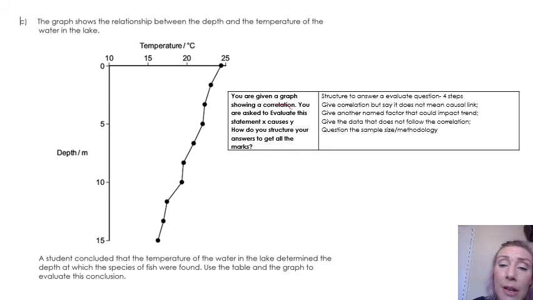So if you're asked to evaluate, then you must structure your answer in 4 steps. You must give the correlation, but say it doesn't have a causal link or doesn't mean there's a causal link. Give another factor that could impact the trend. Give data that doesn't support the correlation, and then question the sample size and methodology. Okay, so you do what's appropriate within that to the question.